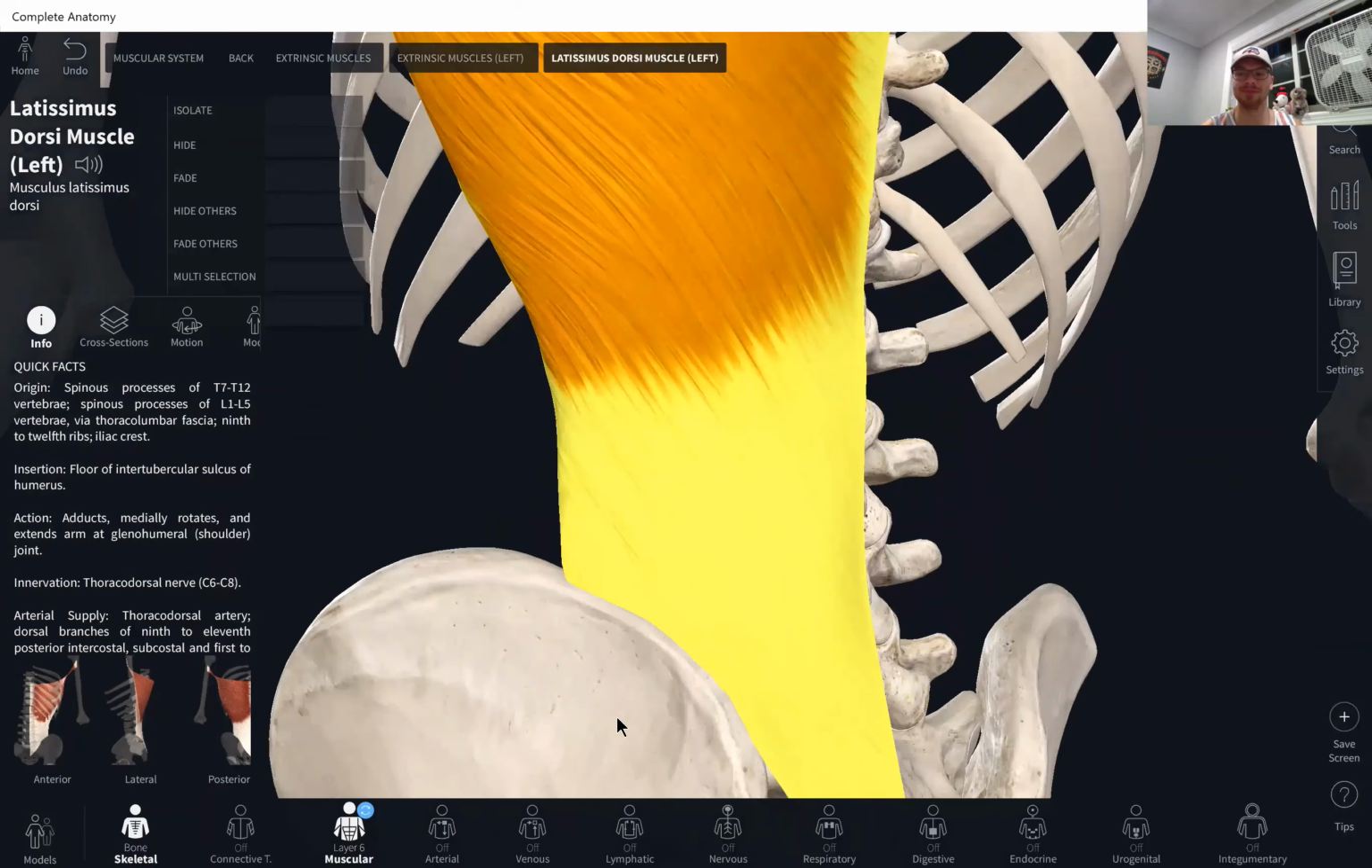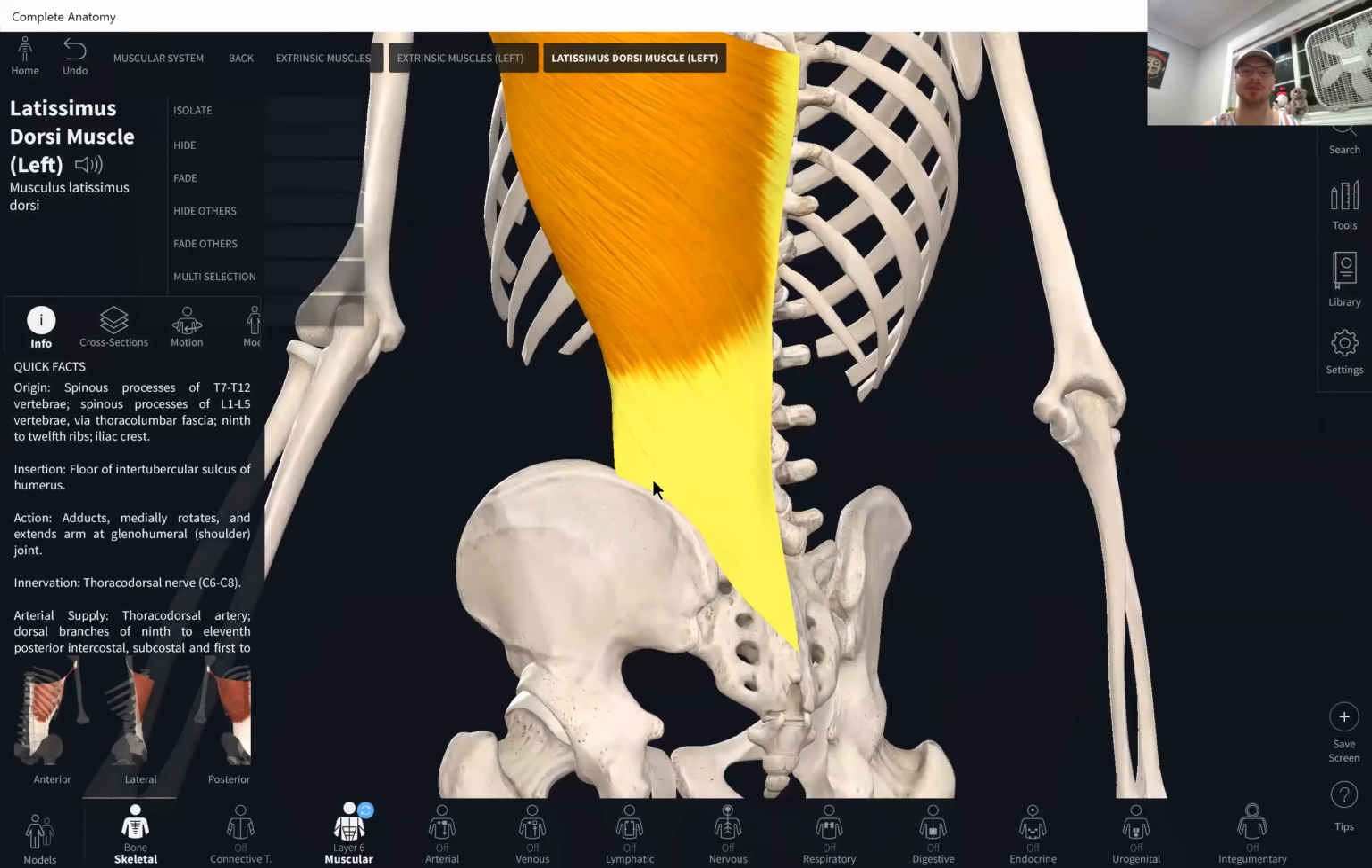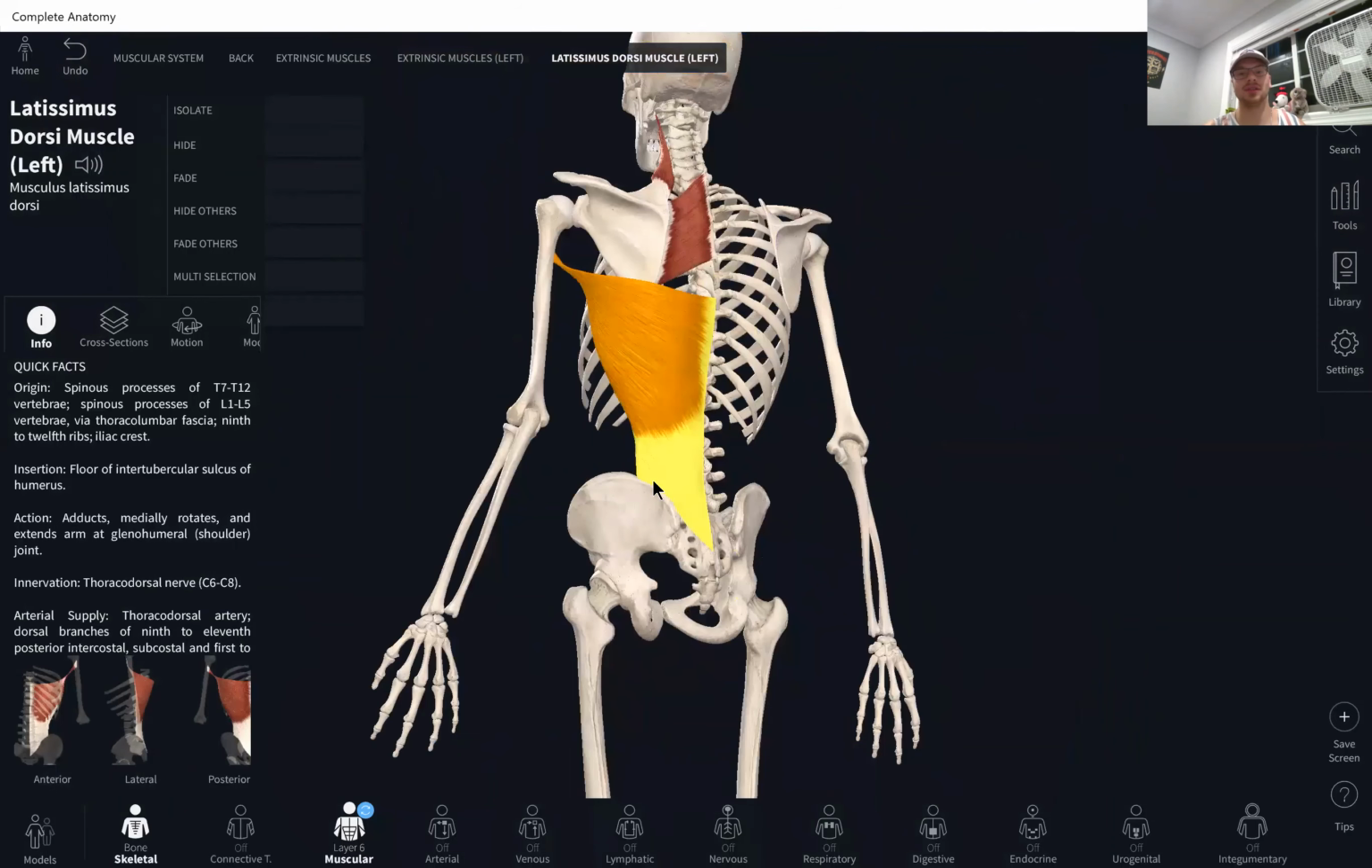So the innervation for this muscle is going to be the thoracodorsal nerve, which arises from C6, C7, C8 spinal roots. And that sits within the brachial plexus, which we are all familiar with as well. So that's our latissimus dorsi.